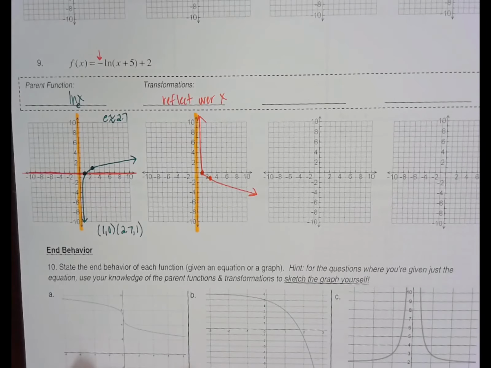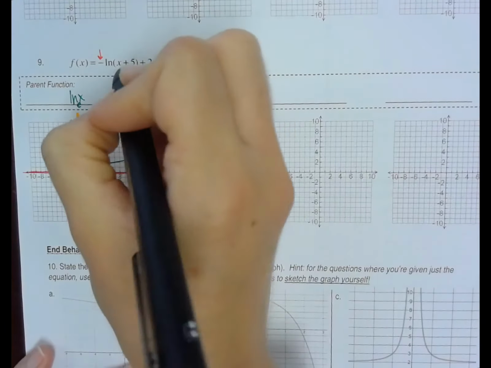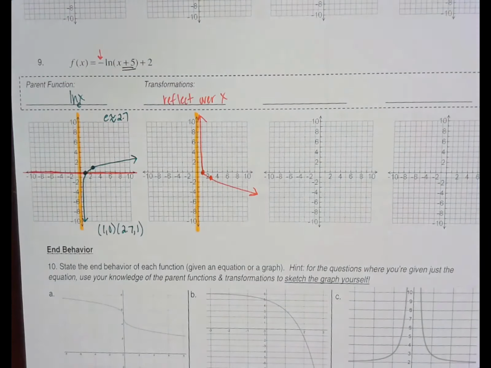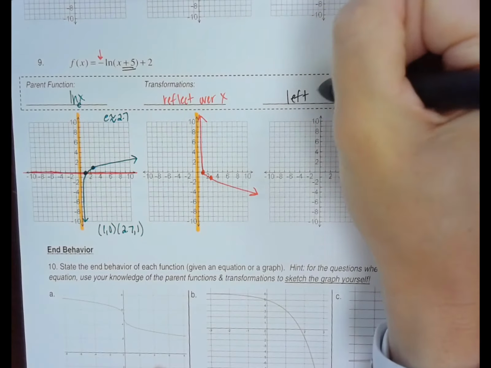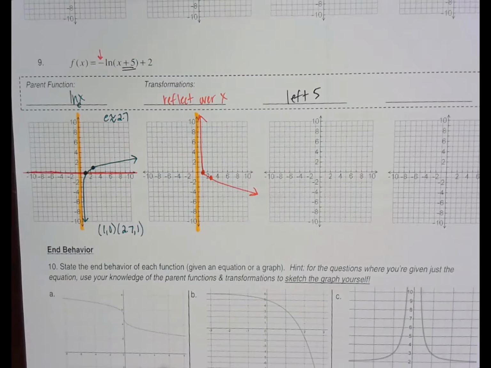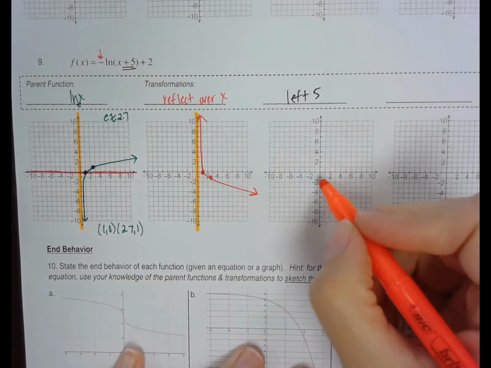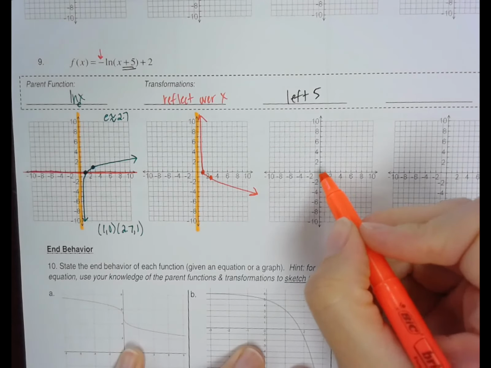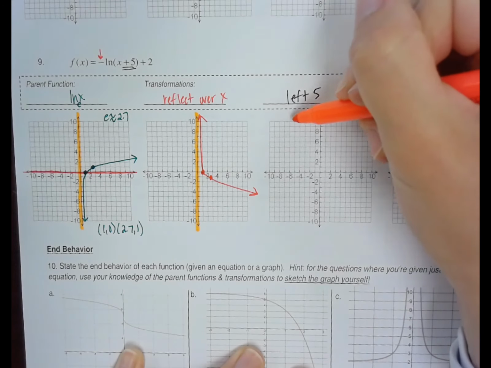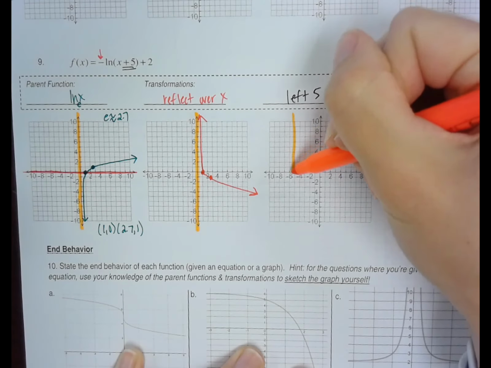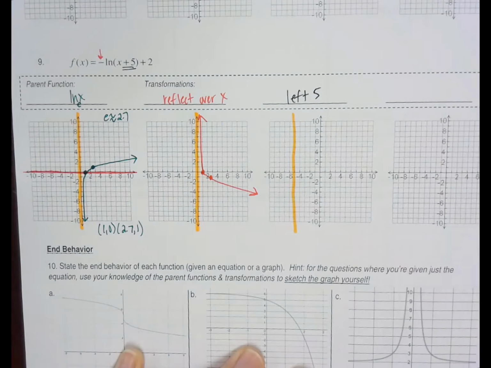Now we need to take care of the, well, it doesn't really matter. Let's deal with this plus 5 first. Plus 5 is going to shift everything to the left 5. And this is where, if you draw on these asymptotes, I think those can really help give you a frame of reference for where this graph's going to go. So originally the asymptote was at 0 on the y-axis, but if we're going to move it to the left 5, it's going to be back here at negative 5.